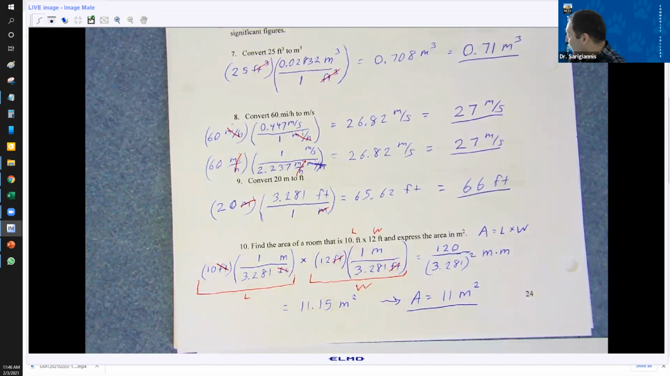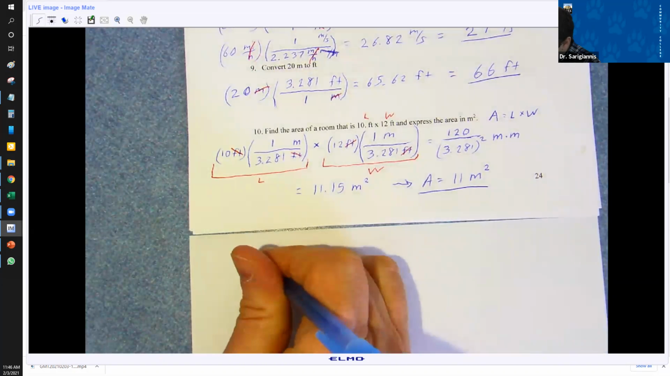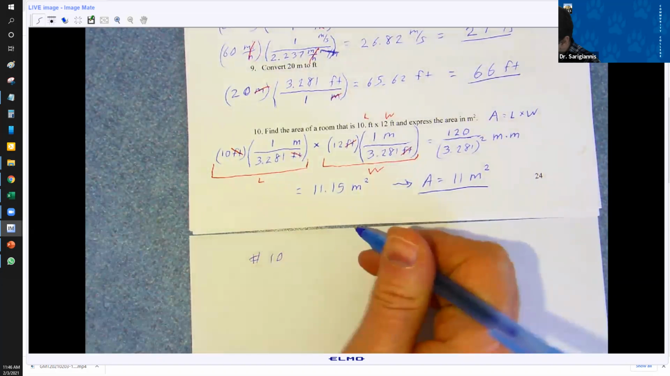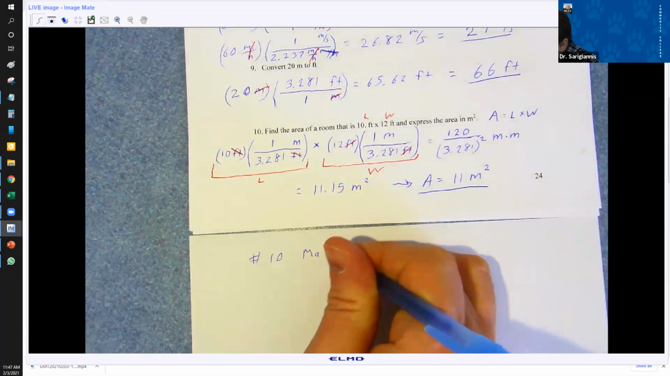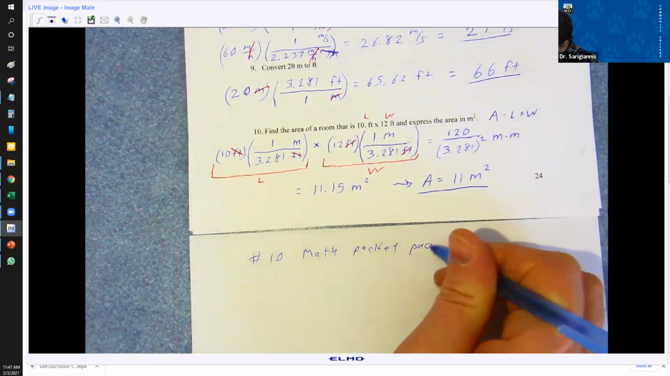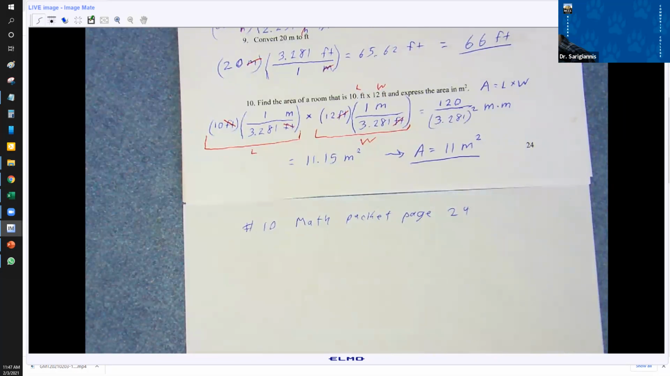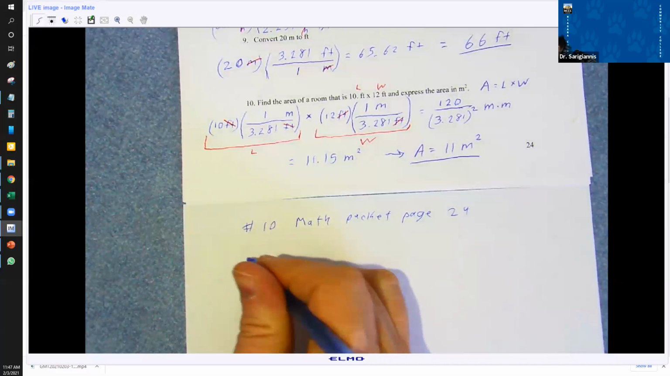Did you use a different conversion factor? Yeah, I used this one. I can't see your screen. Oh, you used the centimeter one. Okay, let's do that. I got a new piece of paper here. Number 10, math packet, page 24. Since I don't think it makes sense to start the next section, let's just redo this one.